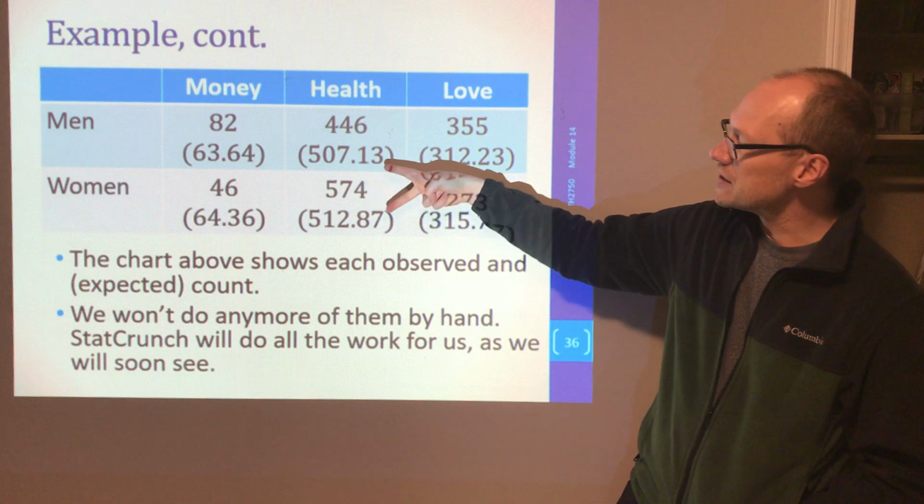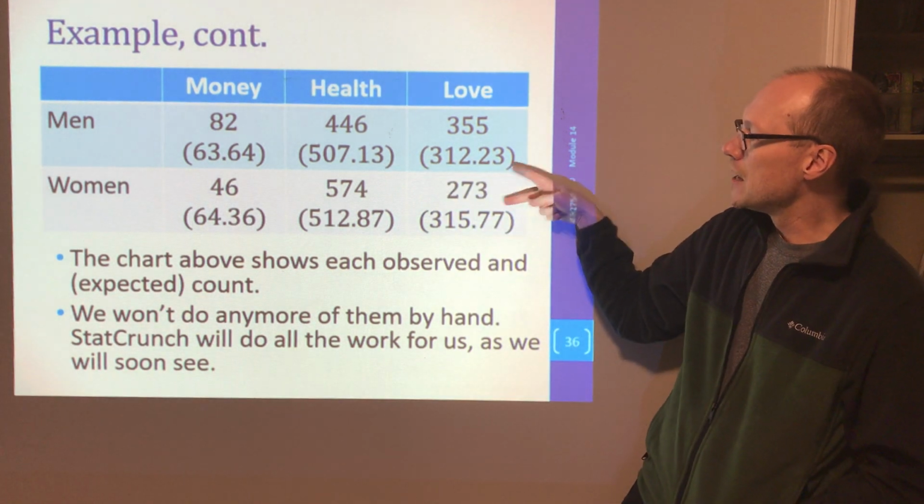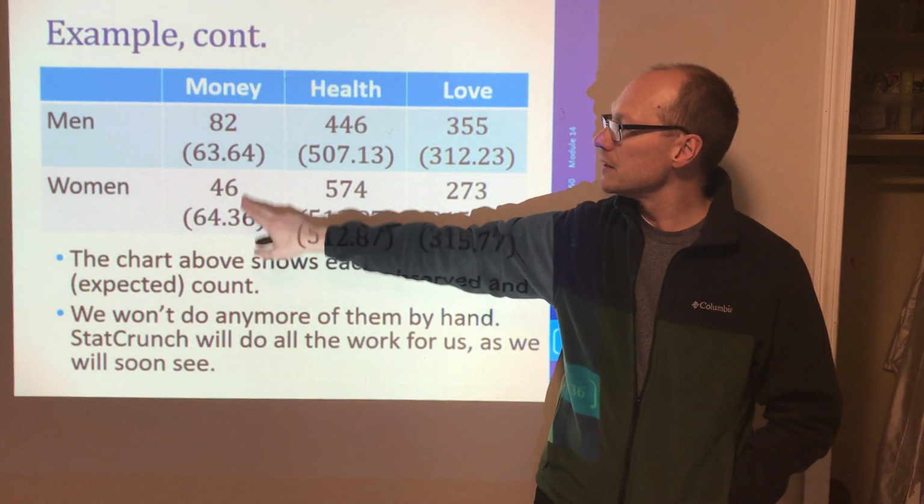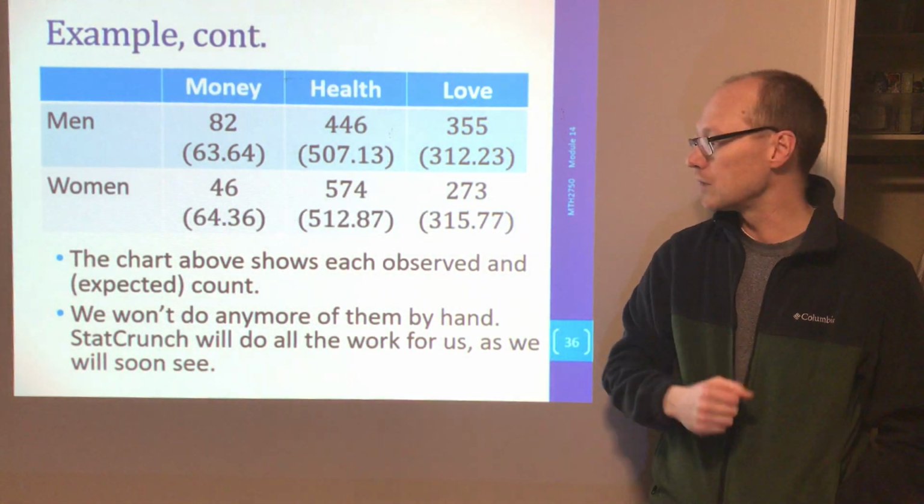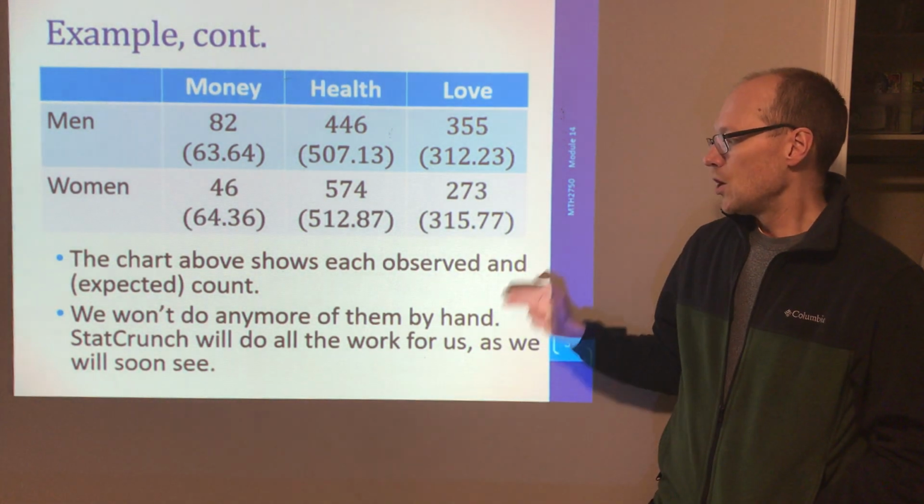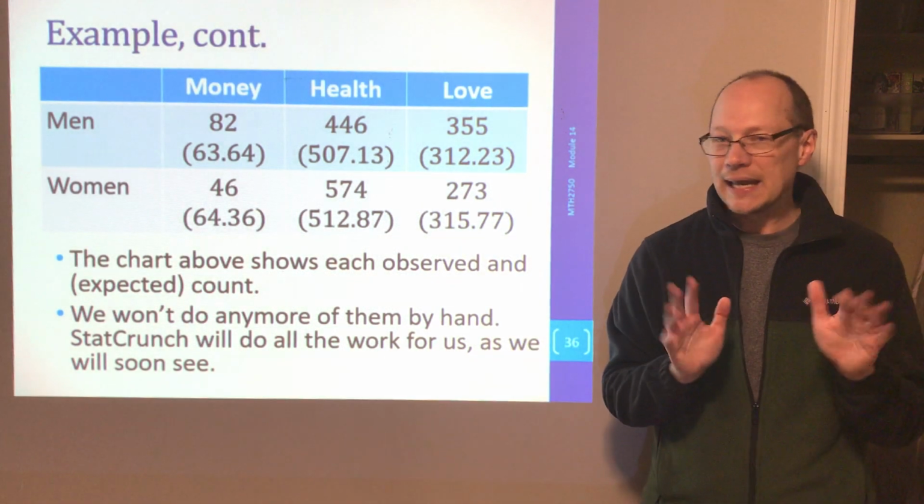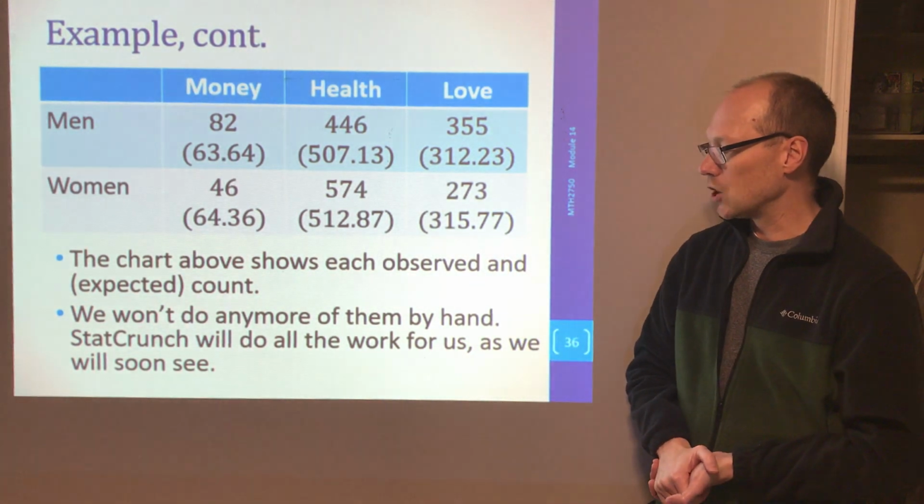Next slide. And we do that for all of them, and we see how these are very close to being the same all the way down through. Slightly more women than men in each of them because there were more women surveyed than men. So we don't do any of these by hand. That's just the theory on how it goes.